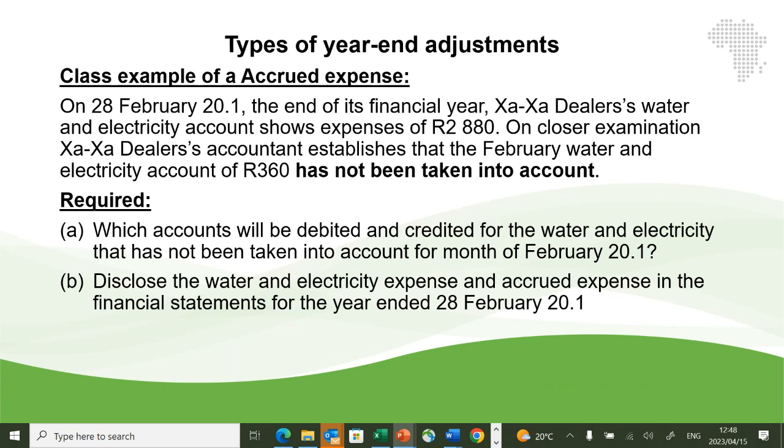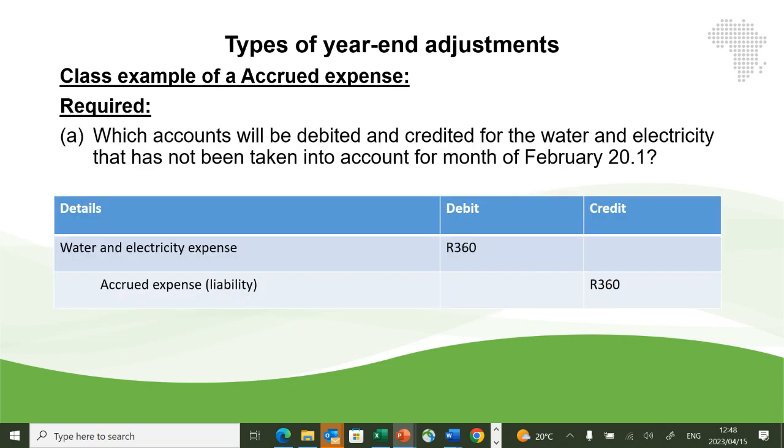So it is still outstanding. We haven't recorded that water and electricity expense, so we need to increase our expenses, and we know expenses increase on which side? On the debit side. Once you know that water and electricity need to be increased, you're going to debit water and electricity expense. What are you going to credit then? Because we still owe it, we are crediting our accrued expense. B, then here it says disclose that water and electricity expense and accrued expense in the financial statement. So I will show you how that one works.